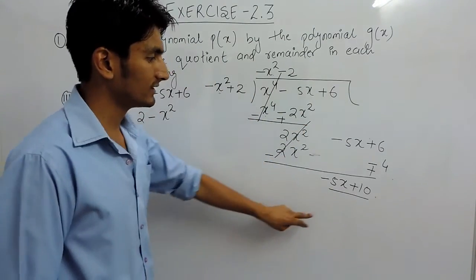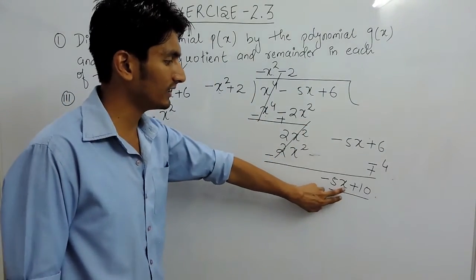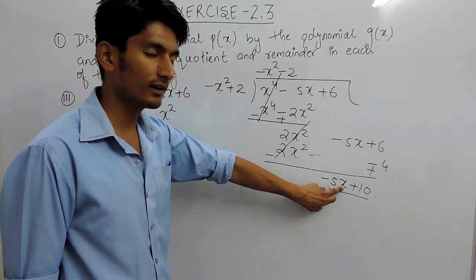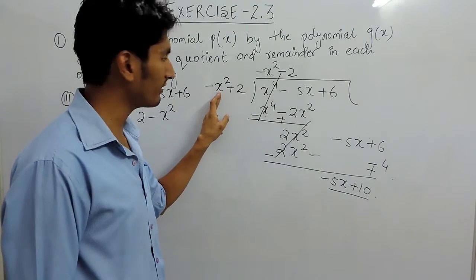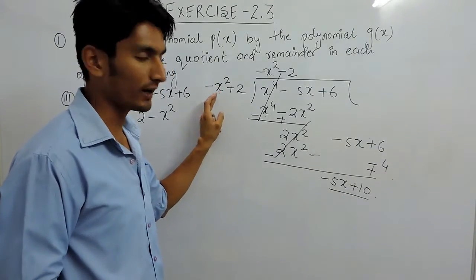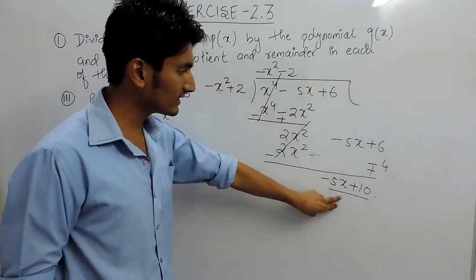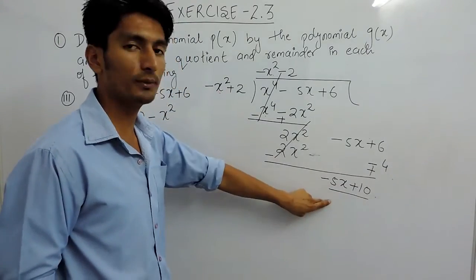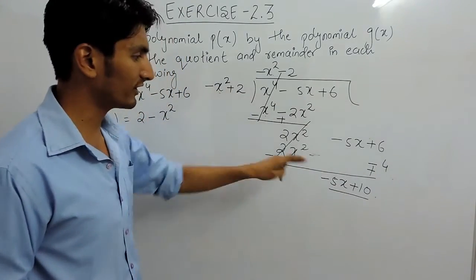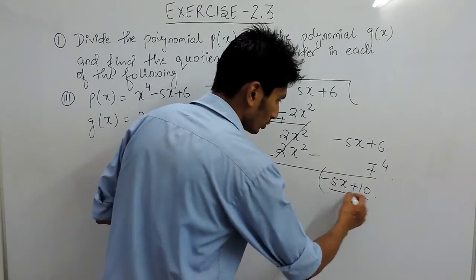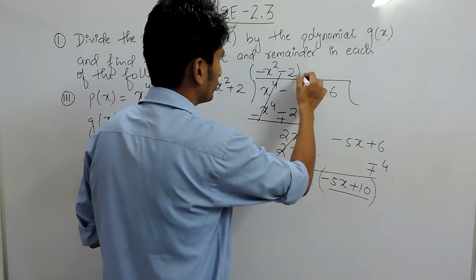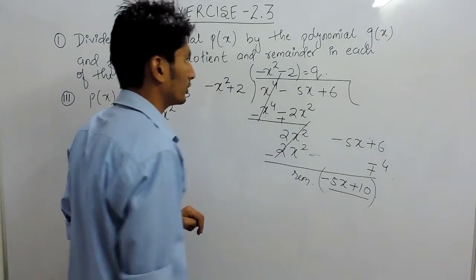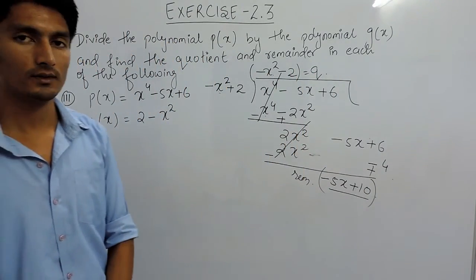Okay, after that this cannot be divided further, because here it is x raised to power 1, and if we multiply x square with 1 it will give x square, not x. So this is smaller than this, so this cannot be divided by this. So further division is not possible. So this would be your remainder and this would be your quotient for this particular question. Thank you.